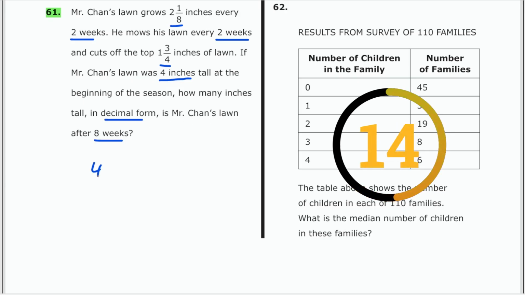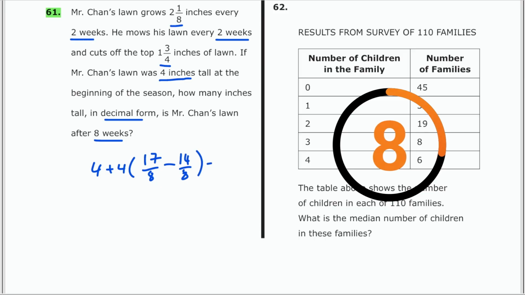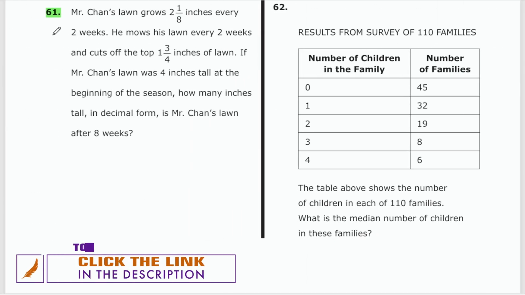So it's 4 plus 4 times 17/8 minus 14/8, which is equal to 4 plus 3/2. And the answer is 5.5. How was I able to do this problem so fast?